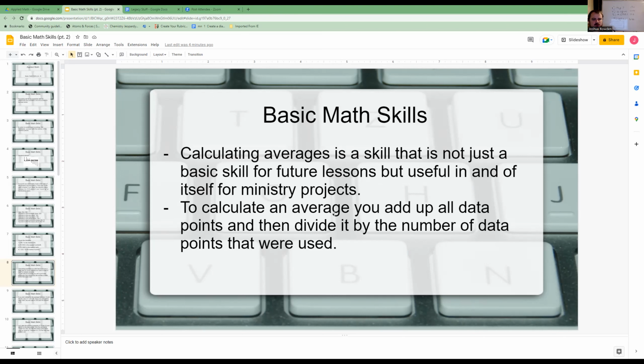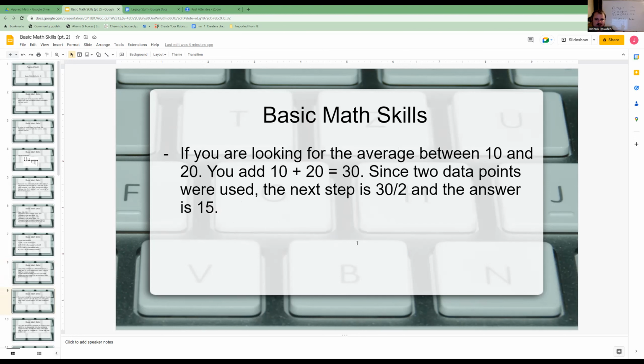To calculate an average, what you do is you add up all of the data points and then you divide by how many data points you used. So for example, what's the average between 10 and 20? You'll add 10 plus 20 to get 30, and you use two data points. 10 was your first data point, 20 was your second. So you'll do the 30 for your total, and then since you use two numbers, you'll divide by 2, you get 15.